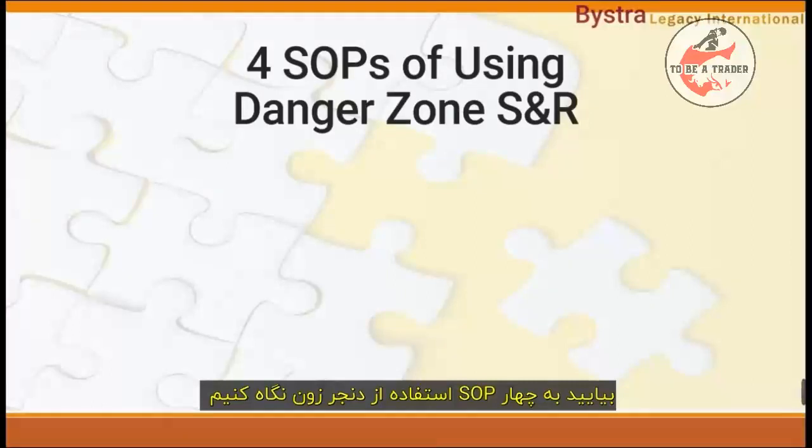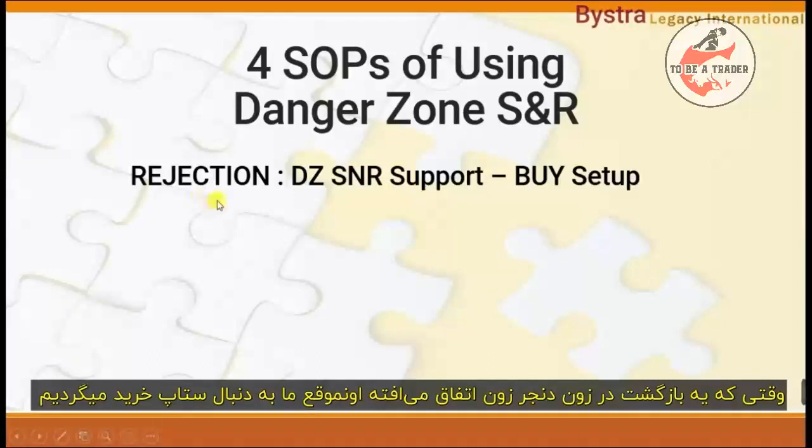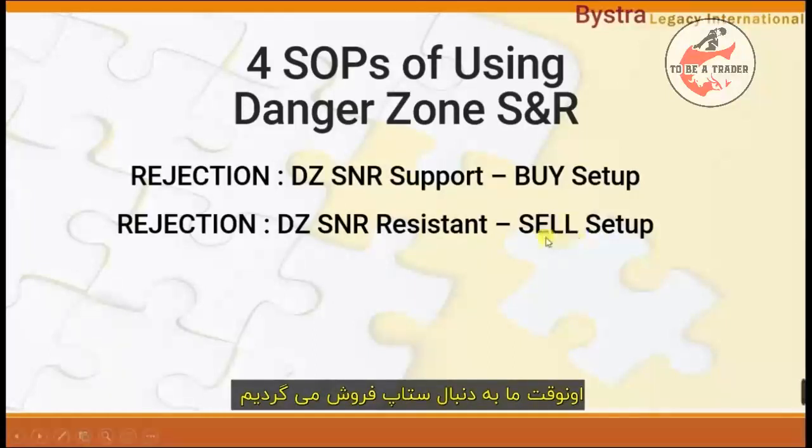Let's look at the 4 SOPs of using the danger zone SNR. The first: when the price comes into the danger zone SNR at the support, when there is a rejection at the zone, then we will look for the buy setup. The next one: when the price comes into the danger zone SNR on the resistance, then we will look for the sell setup when there is a rejection confirmation.